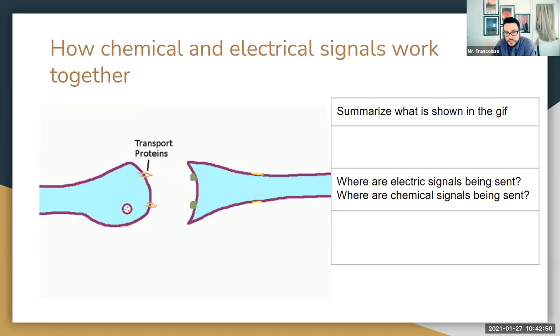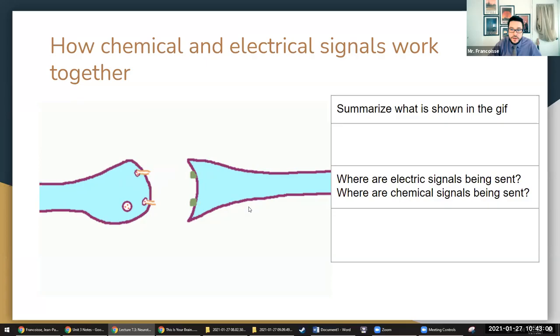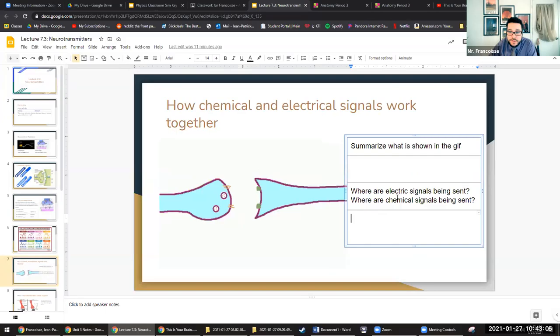Okay, so let's go and take a look at this so we can move on. That way we get a chance to talk about the last kind of big idea. So here we have electrical signals and we have chemical signals. So in our diagram here, right, how would we describe the electrical signals? Where are they being transmitted?